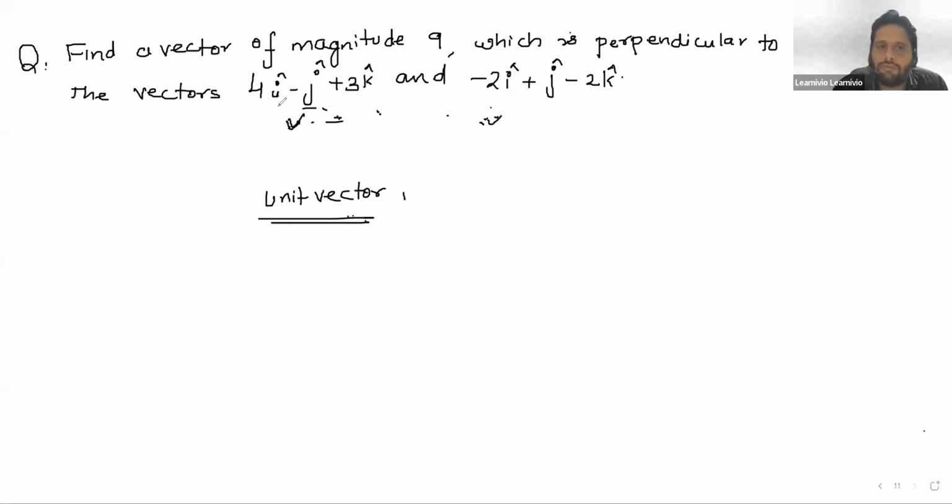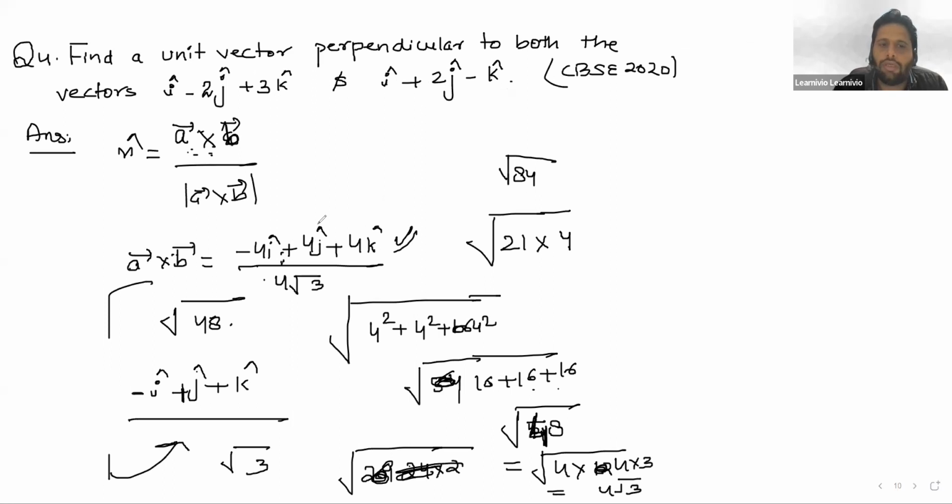By cross product, yes. As you have done in the previous question, you found a unit vector which is perpendicular to both the vectors. Now you know that the magnitude of a unit vector is 1. So if you need a magnitude of 9, then multiply that vector with 9. You will get your answer.